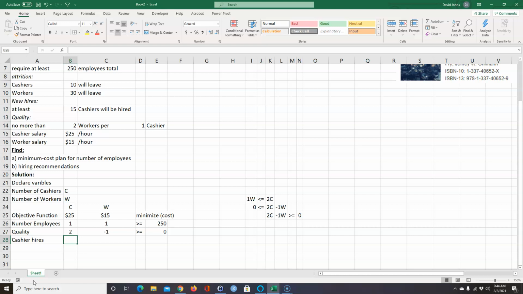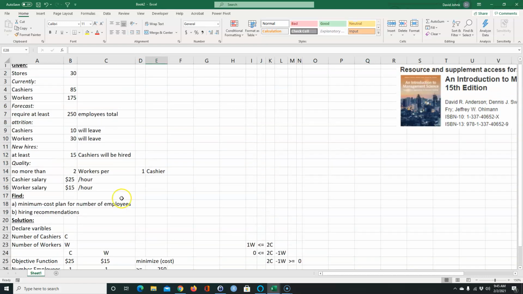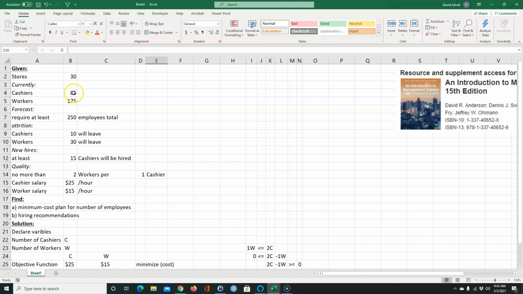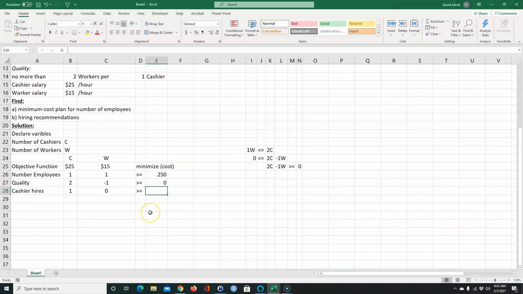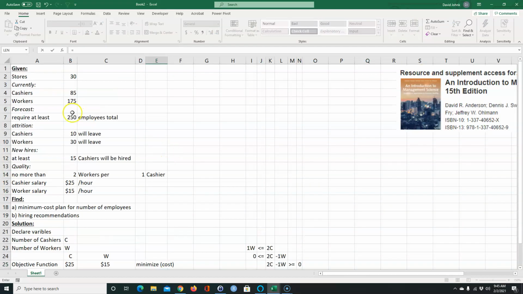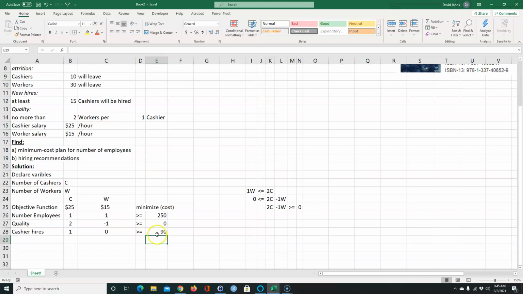Cashier hires constraint. So we can say 1, and they're just talking about cashiers, has to be greater than or equal to. So I'm starting out with 85. So let me put it here. So I'm going to go equals 85. And I'm going to lose 10. So I'm going to go minus 10. And I have to hire at least 15. So we know that has to be greater than or equal to 90.